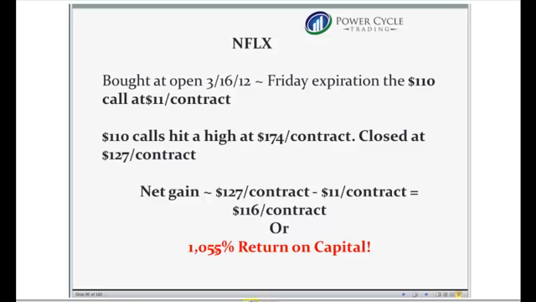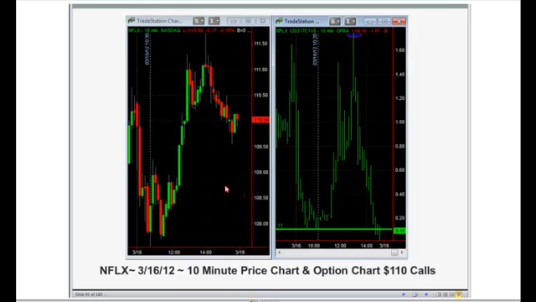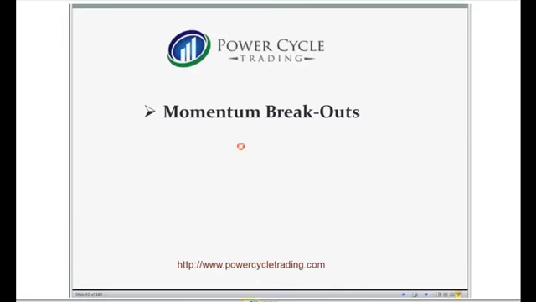So, people throw out 1,000% return. You think it's a bunch of BS. Well, that shows you how it can happen. And here's the actual chart of that. Here's a 10-minute chart. Here's the stock was at about 108. Here's the actual 110 calls. They were trading down 11 cents or $11, and you can see that spike there. So that's pretty much it.